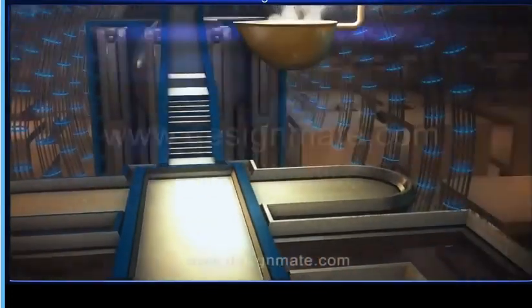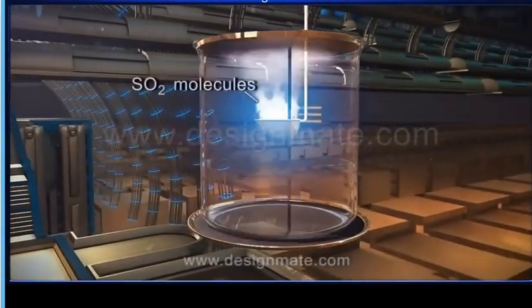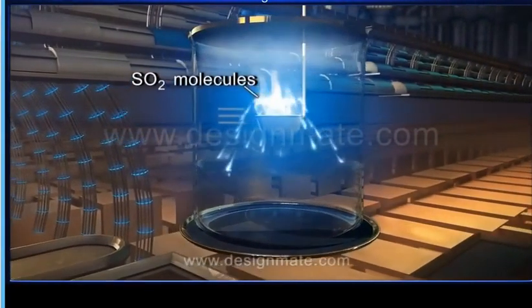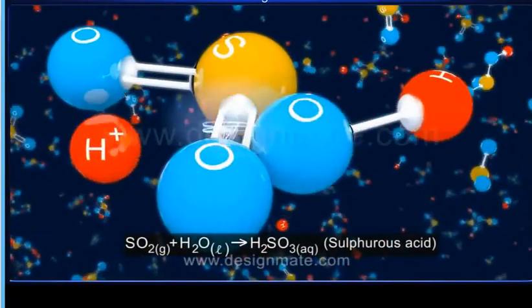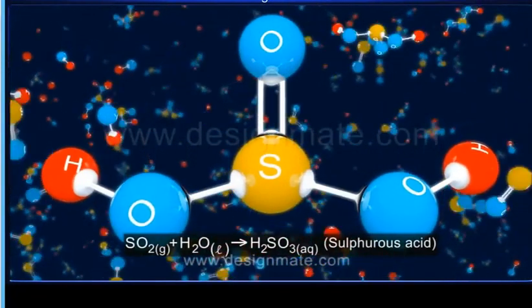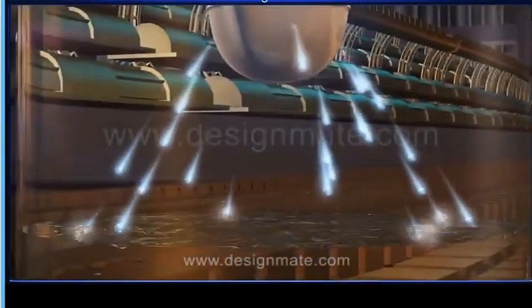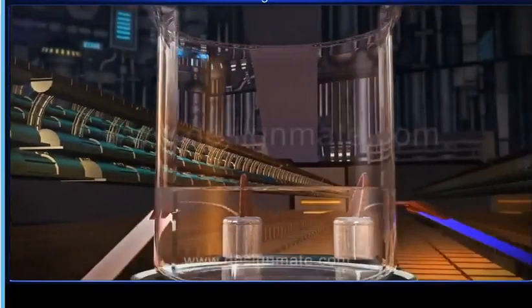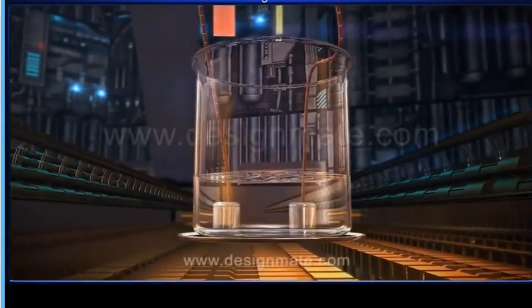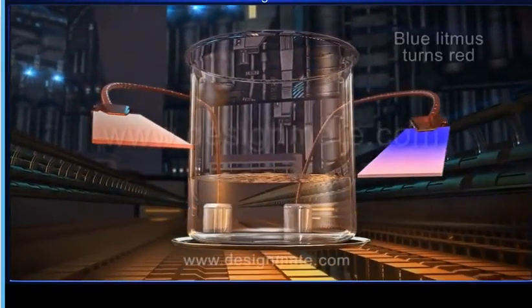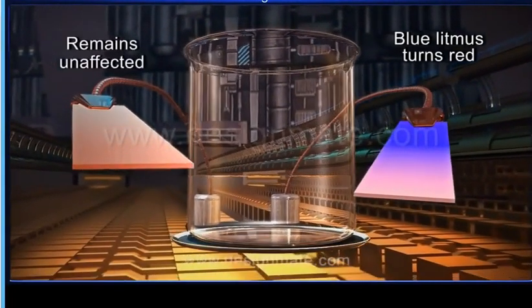Immediately, dip the spoon in a beaker filled with water and cover the beaker with a lid so that the gas does not escape. This trapped gas now dissolves in water, resulting in the formation of sulfurous acid. This is verified by immersing red and blue litmus papers into this solution. The blue litmus turns red, while the red litmus remains unaffected.